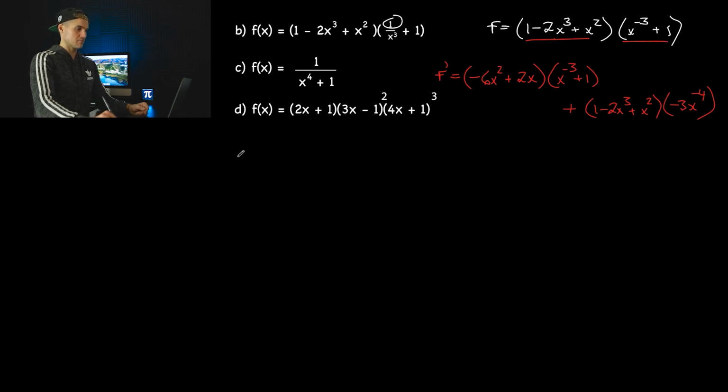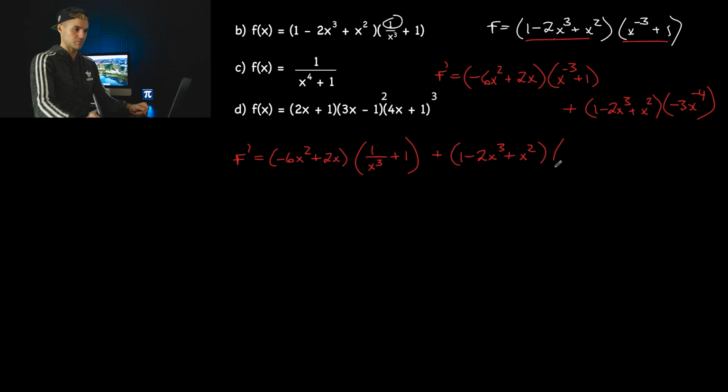And so from here, making this look a little bit nicer, let's take any negative exponents and turn them back into positive exponents like this. The x to the negative 3 would be 1 over x cubed, plus 1, plus this bracket 1 minus 2x cubed plus x squared. That's going to be multiplied by negative 3 over x to the 4, like that.